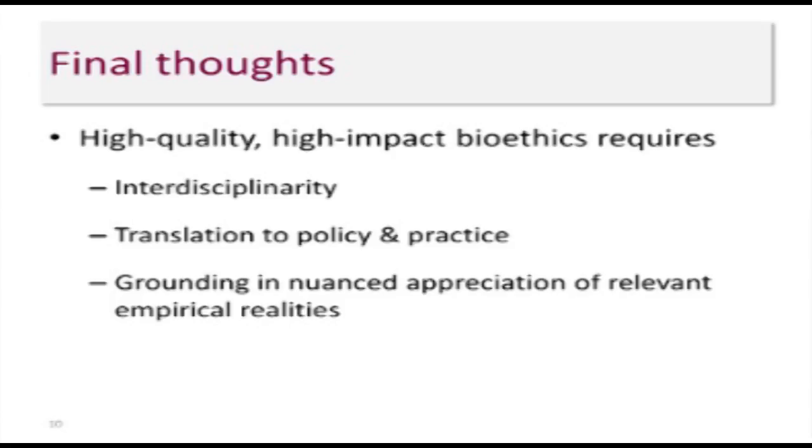Some final thoughts. In my view, high-quality, high-impact bioethics requires at least a few things. One is interdisciplinarity. None of us lives in our disciplinary silo. Second, translation to policy and practice. And third, grounding in a nuanced appreciation of the relevant empirical realities. And each of these requires that bioethicists be educated and prepared to engage, to understand, and sometimes to engage in empirical scholarship. Thank you.